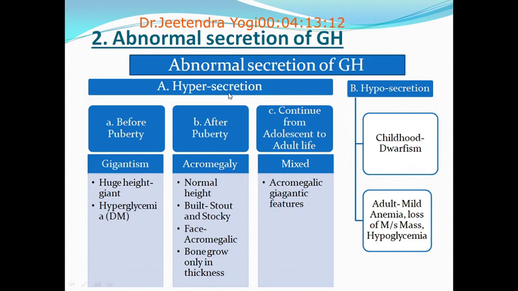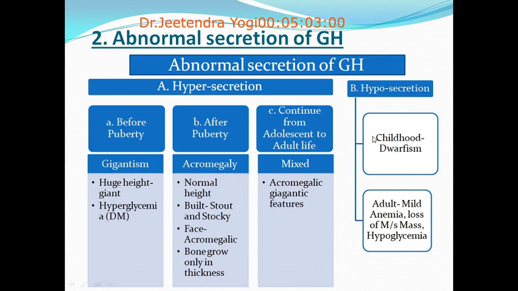So in summary, if there is hypersecretion of growth hormone before puberty, it develops gigantism. And if hypersecretion of growth hormone occurs after puberty, it develops acromegaly. The main difference between gigantism and acromegaly is that the individual attains huge height and looks like a giant in gigantism, as the name says, but in acromegaly there is normal height and there is enlargement of acral body parts like fingers, hands and feet, and that's why it is called an acromegalic condition. And if hypersecretion occurs across both age groups, from adolescence to adult life, it develops acromegalic gigantic features.